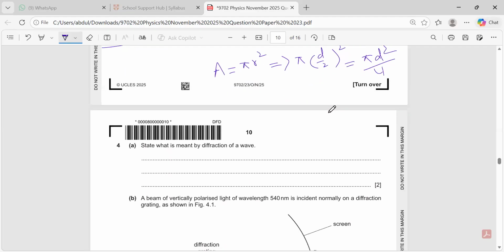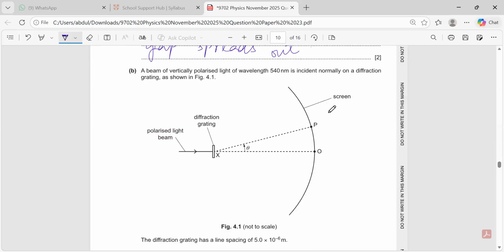Now, what is meant by the diffraction of a wave? This is IGCSE, and 2 marks are there. Very simple definition. When a wave passes through a gap, it spreads out. A wave passing through a gap spreads out. 2 marks.